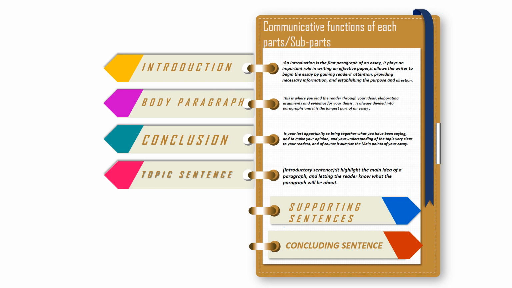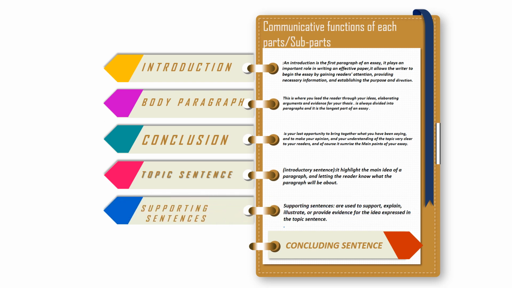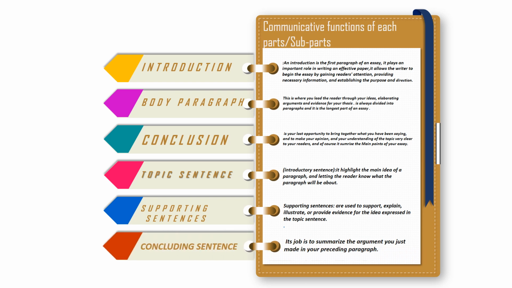Furthermore, we have the supporting sentences, which are used to support, explain, illustrate, or provide evidence for the idea expressed in the topic sentence. Finally, we have the concluding sentence, whose job is to summarize the argument you just made in your preceding paragraph.